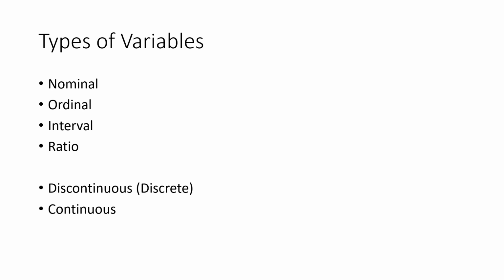Why do we include this? Because the different type of tests you do are going to depend on what you have here. Ordinal tests are going to use the median, which means more non-parametric tests. Interval and ratio use the mean, and those will be parametric tests. What non-parametric and parametric mean we'll come back to later. As well as discontinuous and continuous variables, those will help determine what test you do.